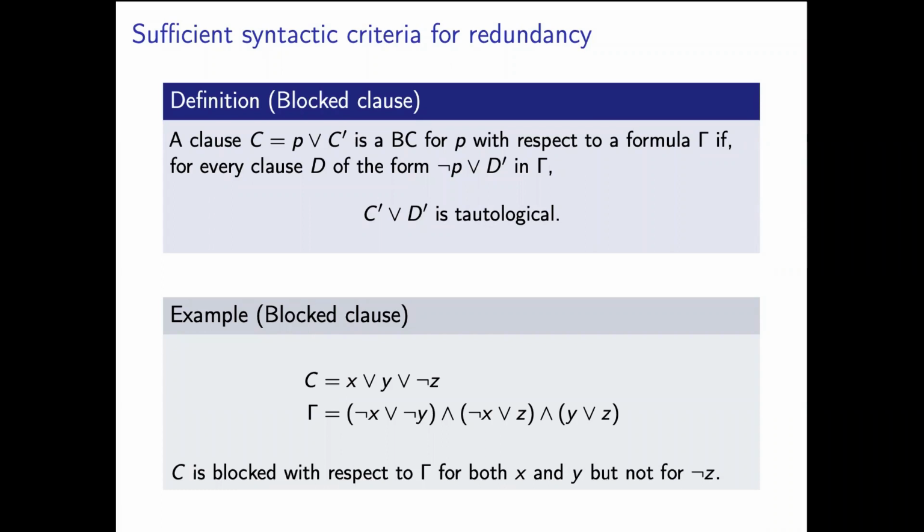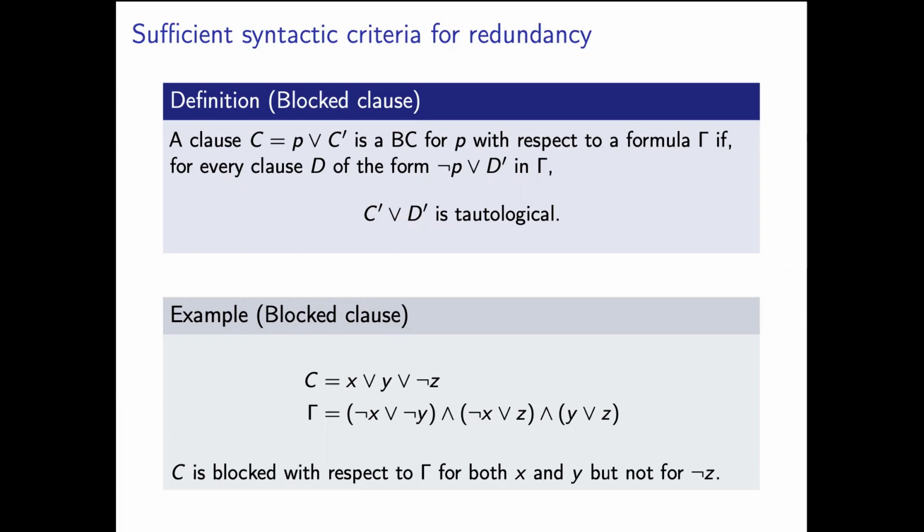Okay, and it's also blocked for Y. You do the same check. It's not blocked for not Z, though. So this clause passes the check. There's nothing to check here, but this clause doesn't pass the check because the result is X or Y, which is not tautological. Okay. I can think of it as this clause being blocked.